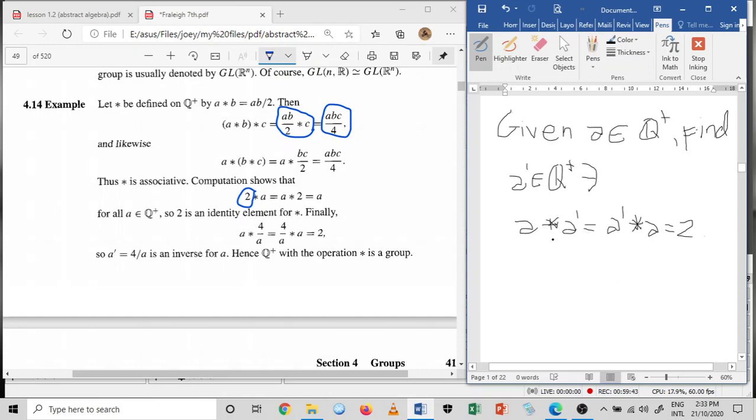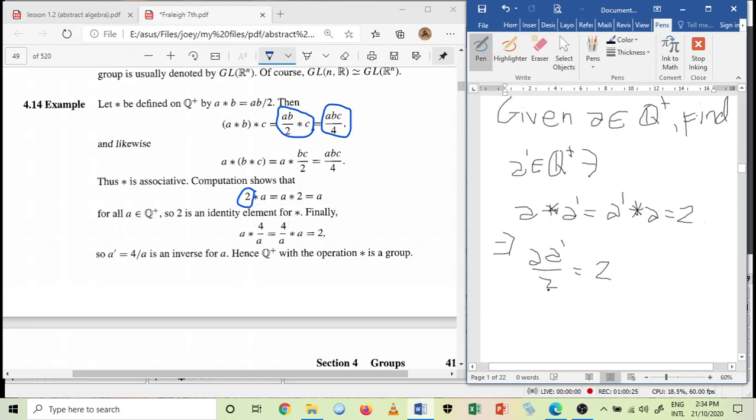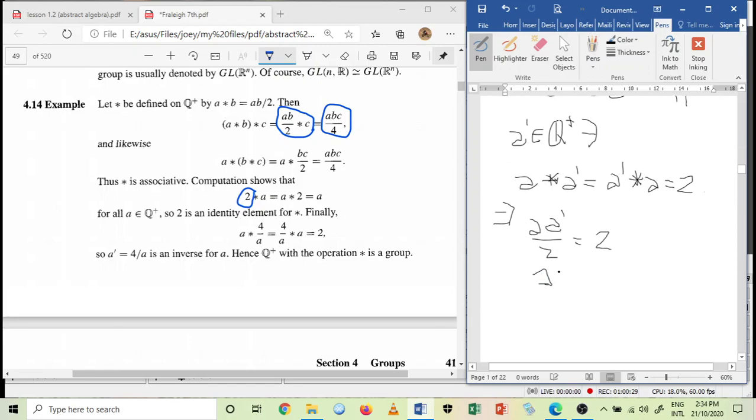We look for A prime. But if this is true, that A operation A prime is 2, so this would imply that A times A prime over 2 is equal to 2. By definition of asterisk, this is just equal to 2. And if we multiply both sides by 4, we would get A times A prime is equal to 4.